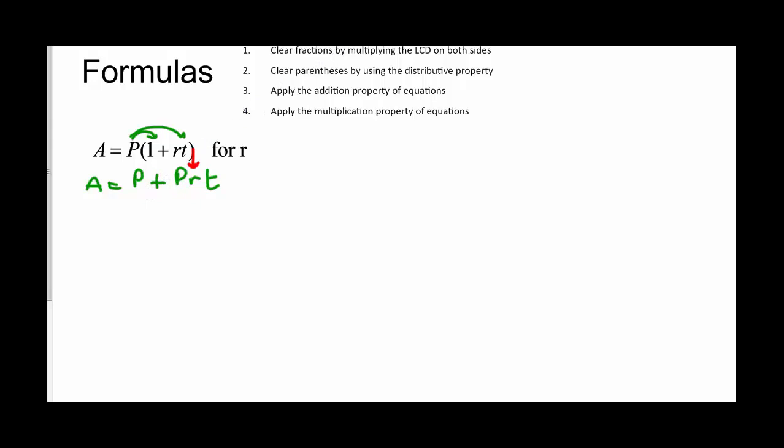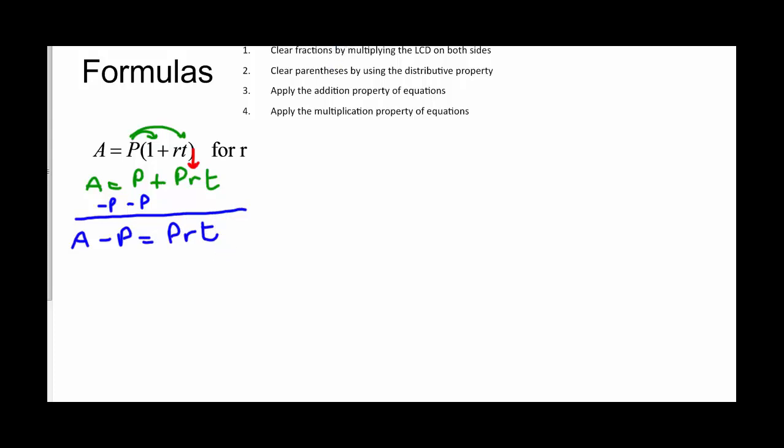And the addition property tells me that I want to take this p and take it to the other side. Got to peel that layer off my onion. So we subtract p from both sides. Now, remember, a and p are different. It's like apples and pears. So I have to say a minus p is equal to prt.